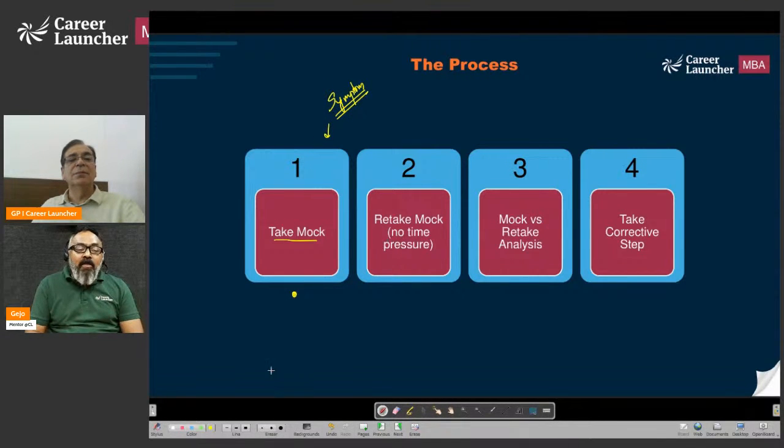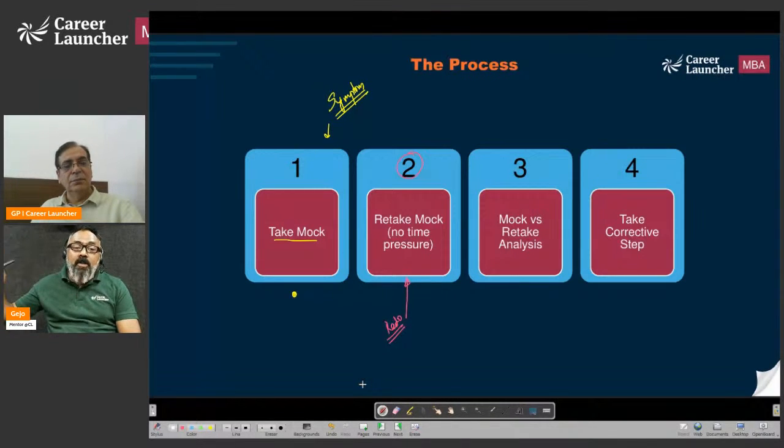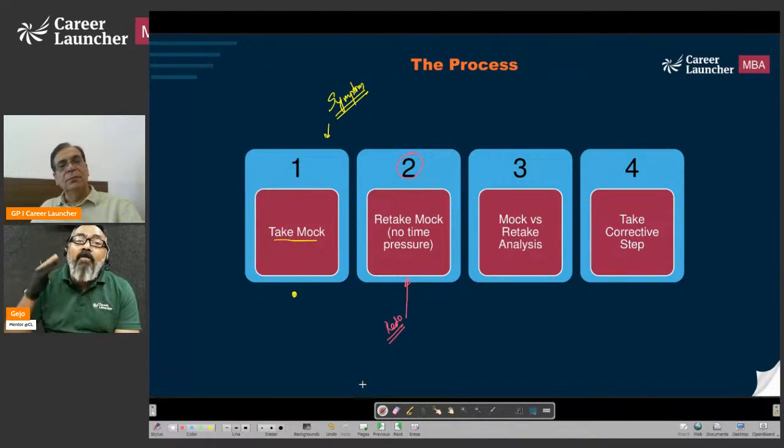So it's a step, and I think this is so underrated and so important. The most critical step is to retake the mock with no time pressure, redo all the questions before you even go and look at the solutions. You have to redo every single question. बिना time pressure आराम से कर लो.